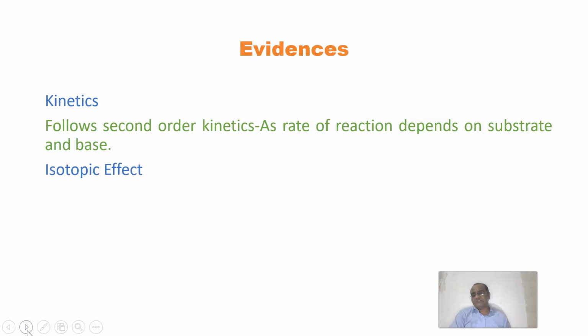After that, it is the isotopic effect. To understand the isotopic effect, firstly you should know what an isotope is. Isotopes are atoms or molecules where the mass number changes, but the atomic number is the same. So what is atomic number? Hydrogen has atomic number 1, carbon has atomic number 6, nitrogen has atomic number 7, oxygen has atomic number 8. Right? So these are some important elements of organic chemistry.